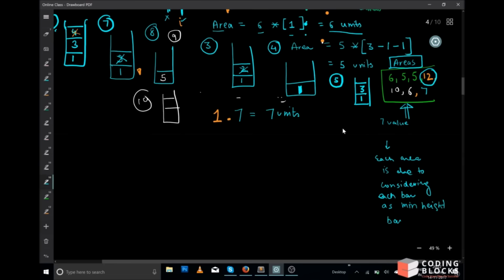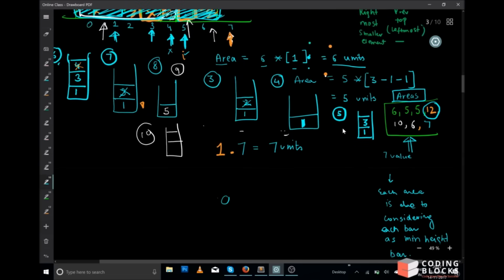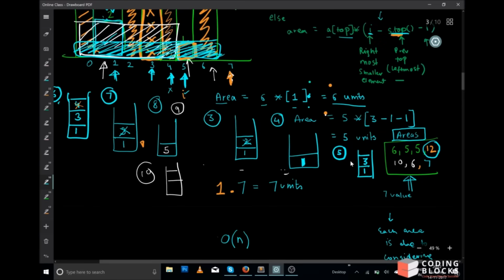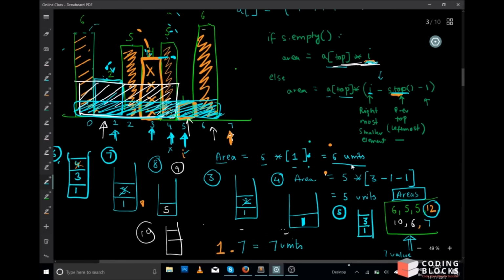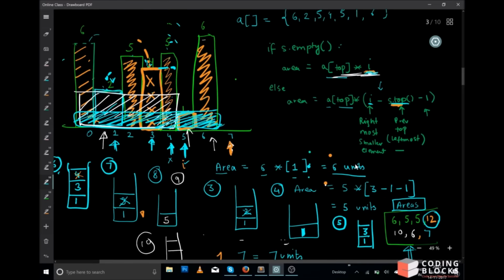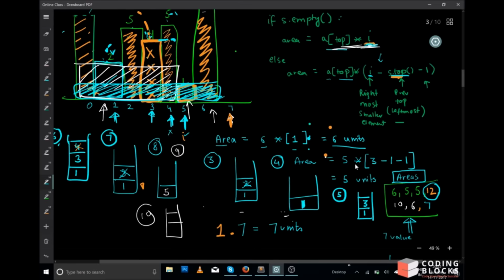So the complexity of this method is O of n, and we have popped every bar just once, and when we are popping, we are finding out the area due to every bar. In the next part, I will show you the code.